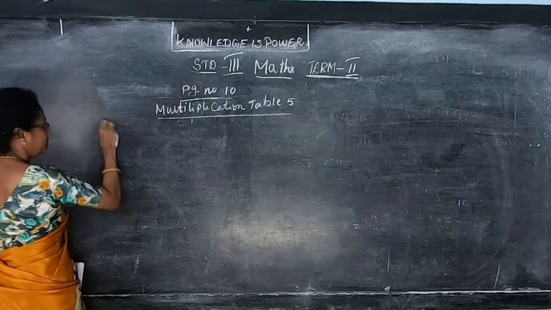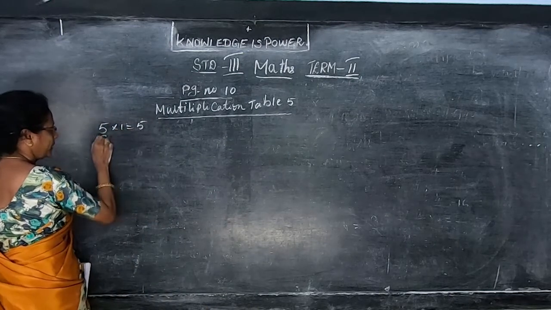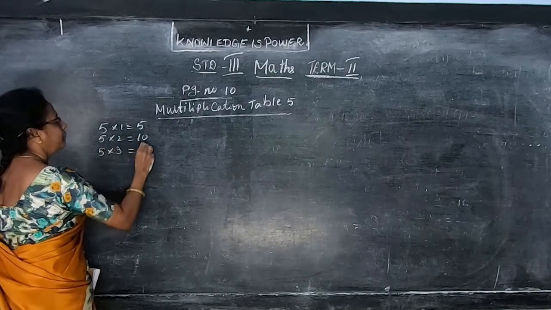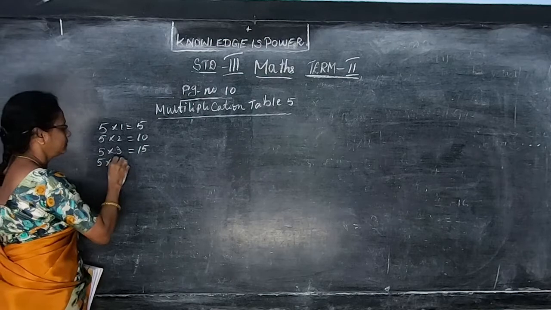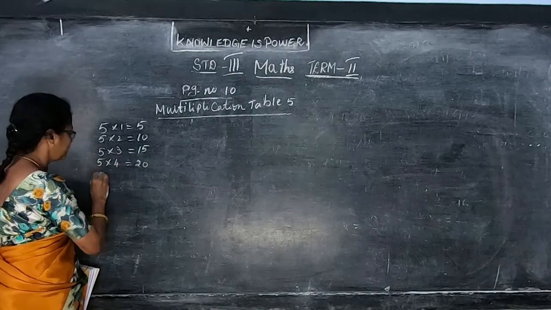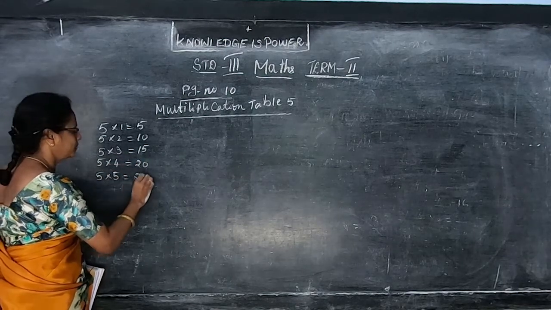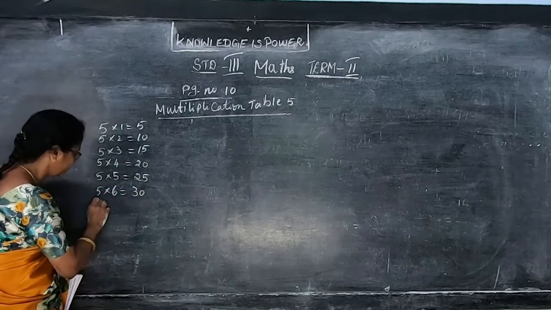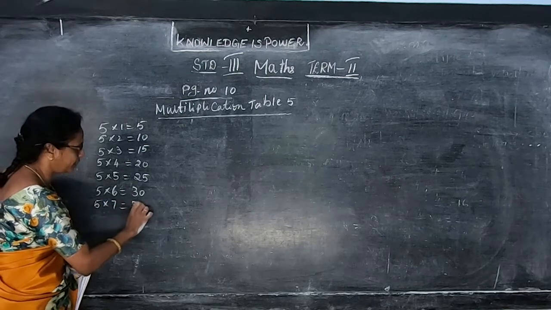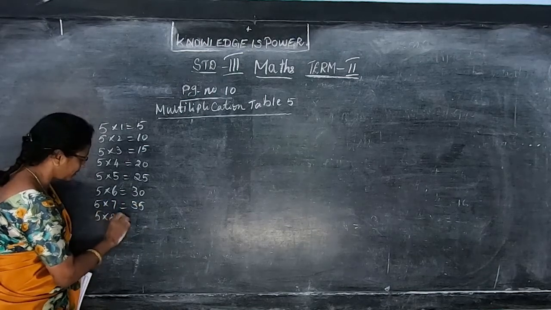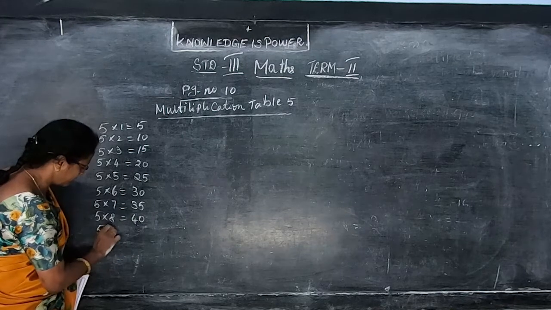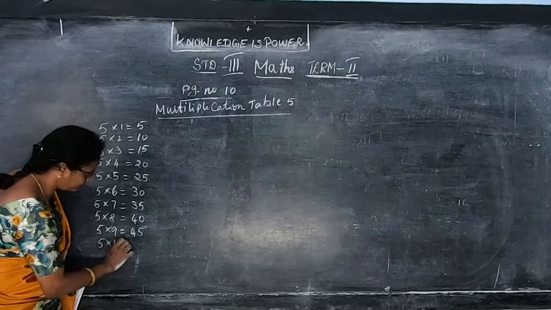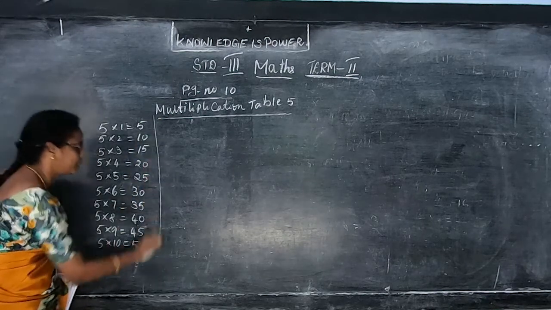So 5 1s are 5, 5 2s are 10, 5 3s are 15, 5 4s are 20, okay, 5 5s are 25, 5 6s are 30, 5 7s are 35, 5 8s are 40, 5 9s are 45, and 5 10s are 50. So this is the multiplication fact.